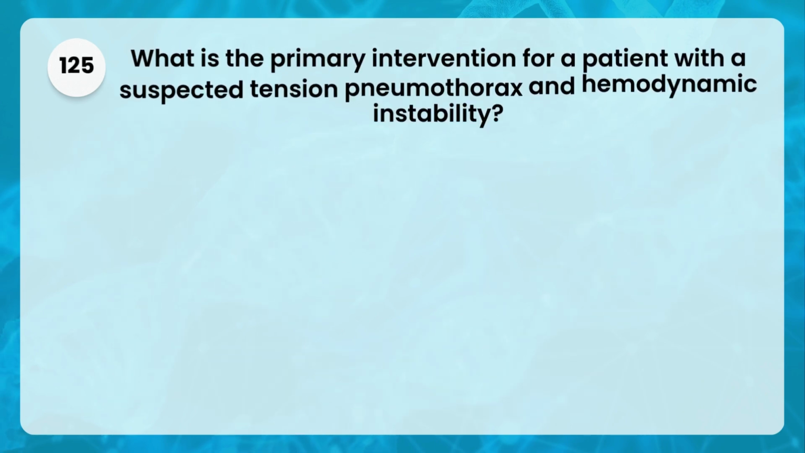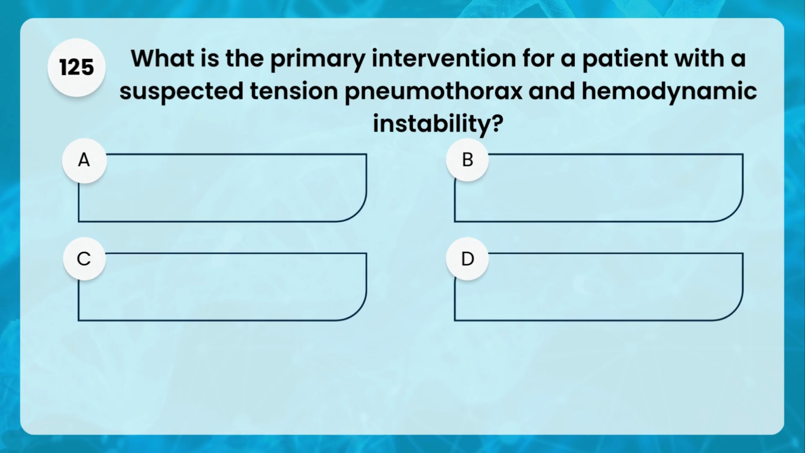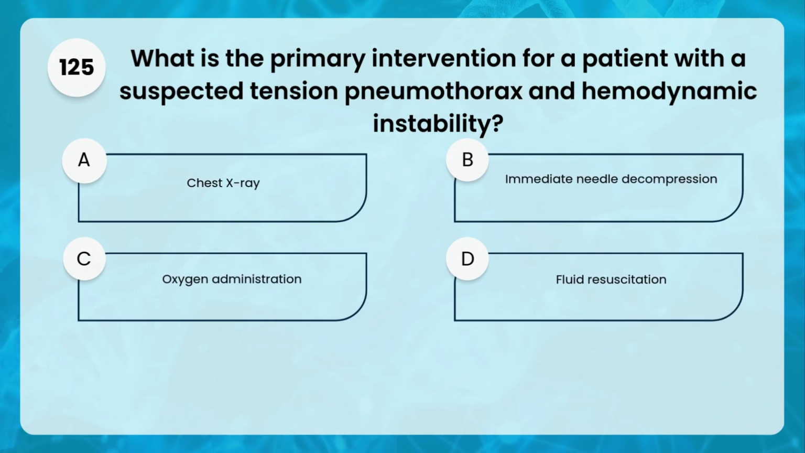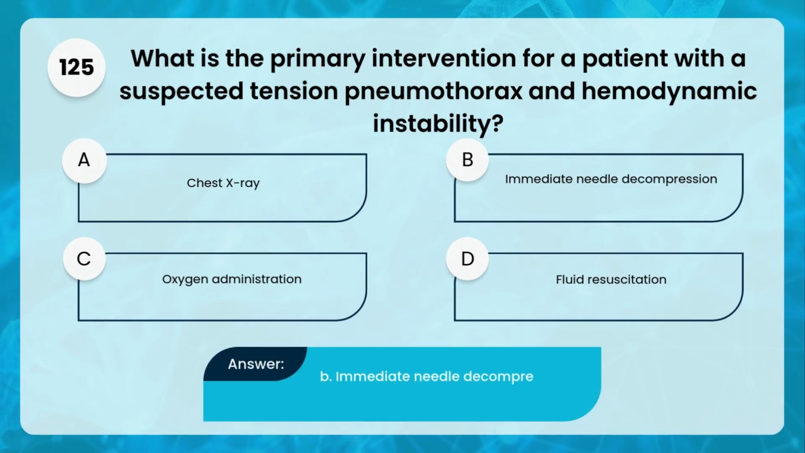125. What is the primary intervention for a patient with a suspected tension pneumothorax and hemodynamic instability? A. Chest X-ray. B. Immediate needle decompression. C. Oxygen administration. D. Fluid resuscitation. The answer is B. Immediate needle decompression.